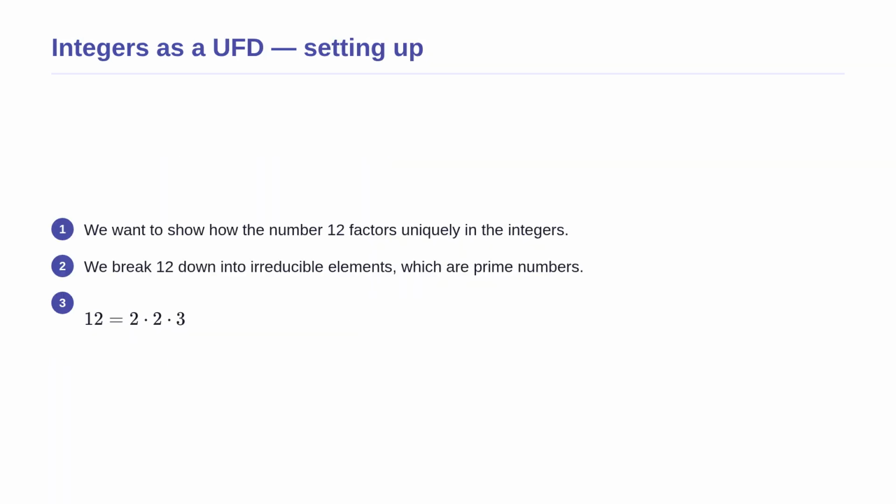Before we move on, let us see this with a concrete example, using a universe we already know. We want to show how the number 12 factors uniquely in the integers, demonstrating the UFD property. We are given the number 12 and asked to break it down into irreducible elements, which are our prime numbers. We start with the standard prime factorization. We divide 12 by 2, then 2 again, and then 3. This gives us 2 times 2 times 3. The numbers 2 and 3 are irreducible because they cannot be divided further into smaller whole numbers. This gives us our first valid set of building blocks.